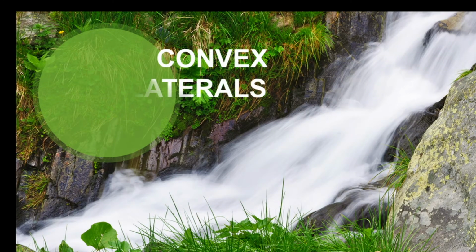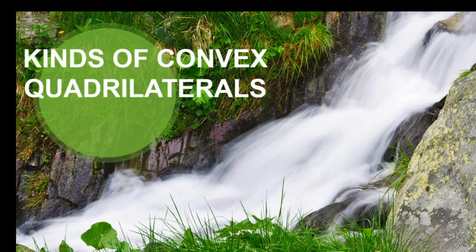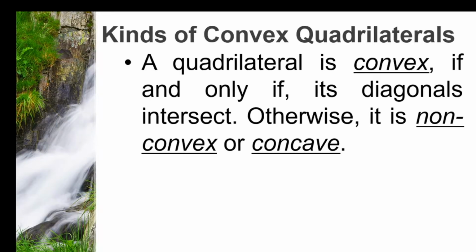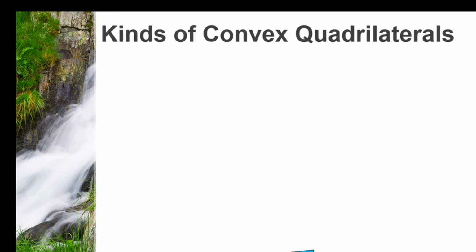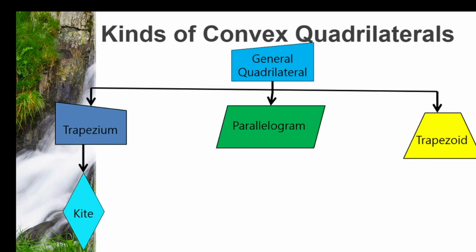Now we are going to have another recall, which is the kinds of convex quadrilaterals. A quadrilateral is convex if and only if its diagonals intersect. If the diagonals do not intersect, then we have a non-convex or concave quadrilateral. Quadrilaterals are defined according to the parallel sides that they have. Let's take a look at the diagram of a quadrilateral.